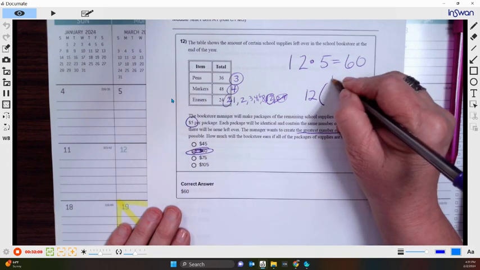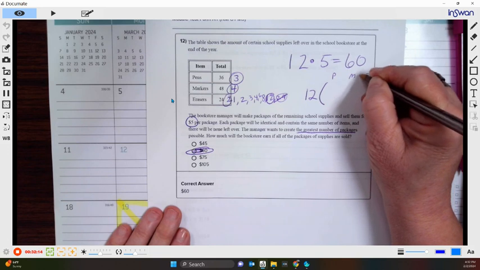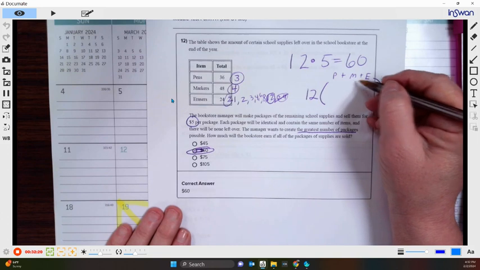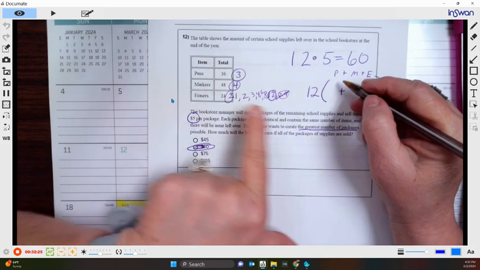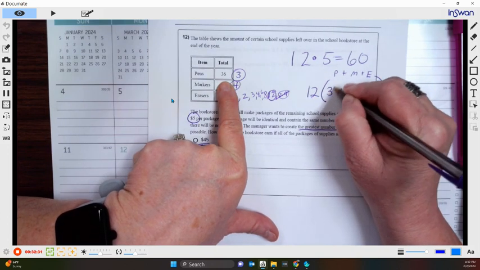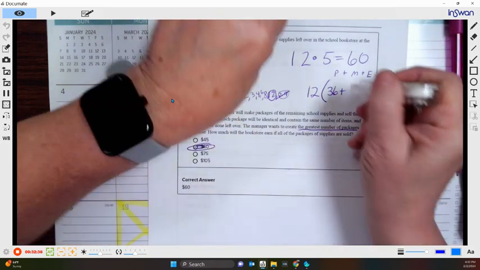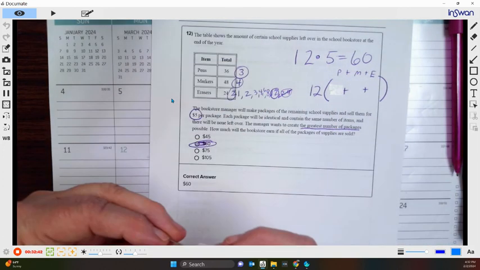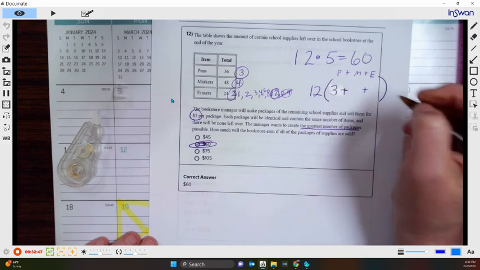And if you distributed that or factored that out, you would look at what you have in order. You've got pens, you've got markers, and you've got erasers. So if each pack contains the same thing, it's got a certain number of pens, a certain number of markers, and a certain number of erasers. When I look at this, the number of pens is 36, and I know that 12 times 3 is 36. That means it would be 3 pens, sorry. Getting ahead of myself. That would be 3 pens in each of the 12 packages.